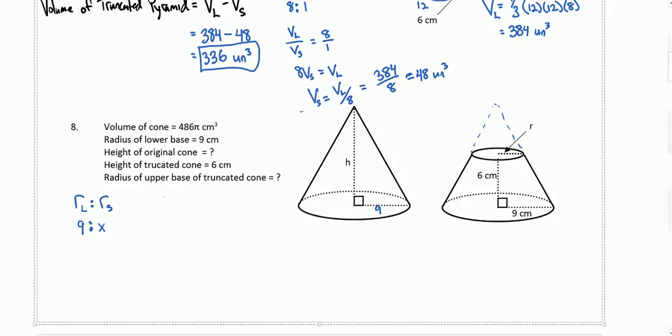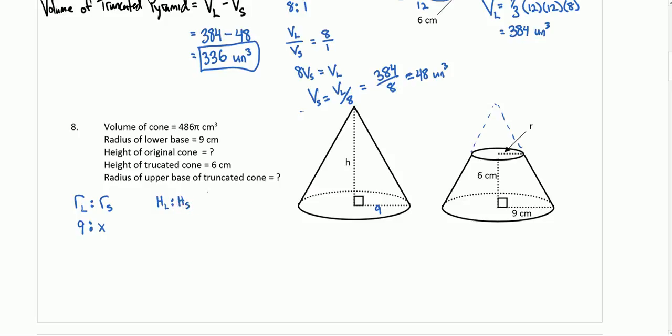We've got the height of the large compared to the height of the small, and we don't know either of those. We've got the volume of the larger compared to the volume of the smaller, and the volume of the larger is 486 pi centimeters cubed. We don't know the other, I'll call that y.